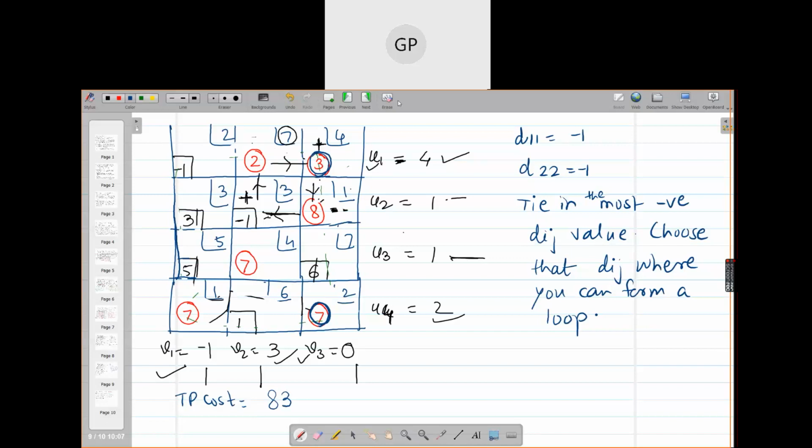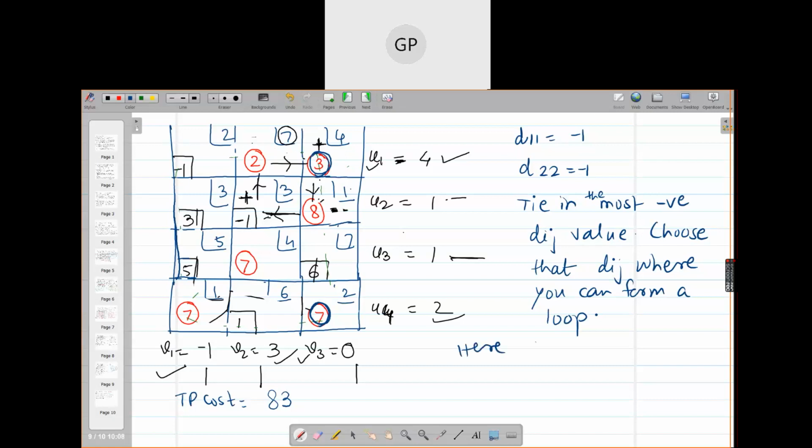Okay, so this IBFS is obtained using LCEM, and we observed that there is a tie in the most negative Dij value. So I showed you how to form a loop considering an even number of cells. One unoccupied cell, that is the cell which has the most negative Dij value, you have to include in the loop, and the other remaining odd number of occupied cells will be there in the loop. Okay, so we are considering this particular loop.